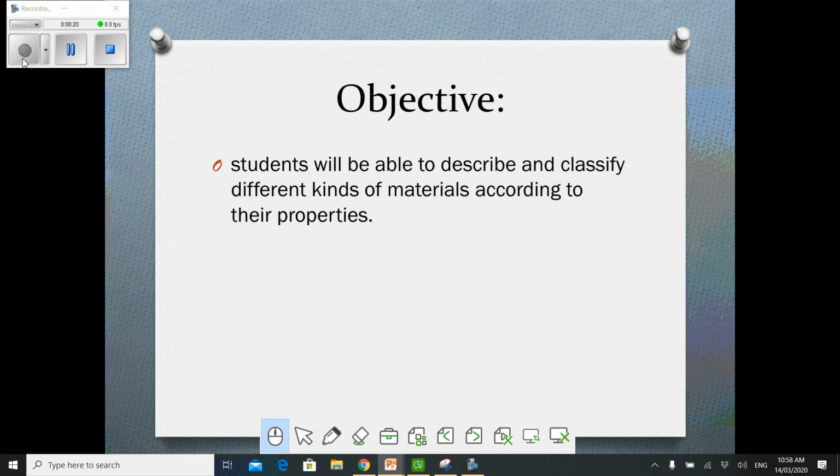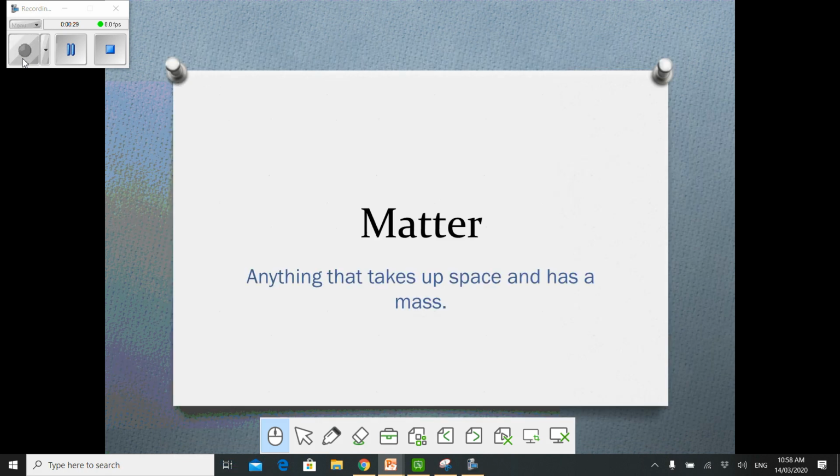Our objective: students will be able to describe and classify different kinds of materials according to their properties. Matter. What do you mean by matter? Matter is anything that takes up space and has mass. So anything that takes up space and has mass, we call it matter. I said matter is around us. So anything around you, we call it matter.